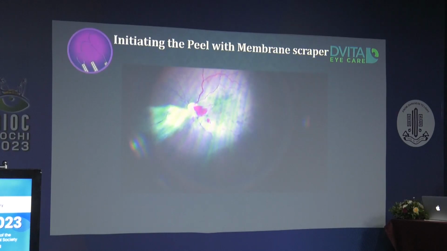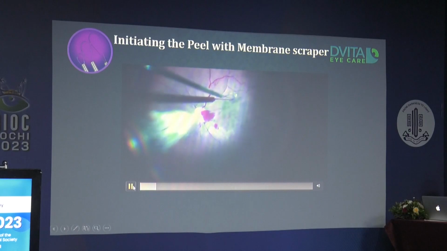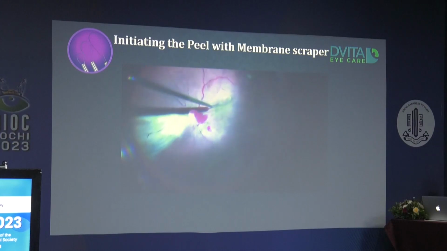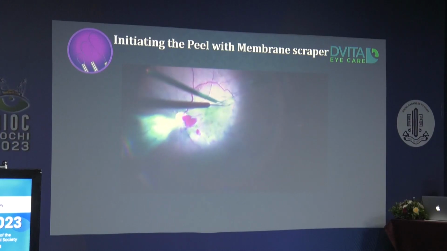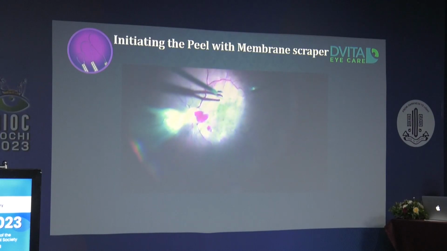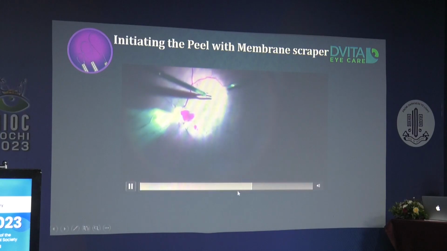Here we can use the membrane scraper. In cases where we cannot see the margin very clearly or are not very sure, especially for beginners, we can use the scraper. With the membrane scraper, we can move over the membrane and make a flap that is a little elevated from the retina. Then we can hold it with forceps. Now I am holding it with forceps and trying to peel, like the pinch and peel technique.